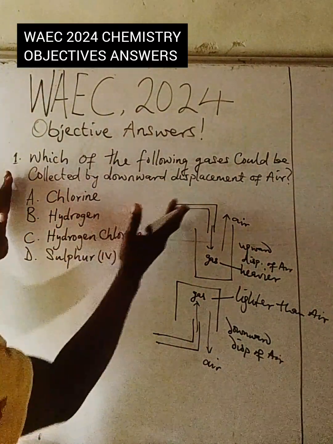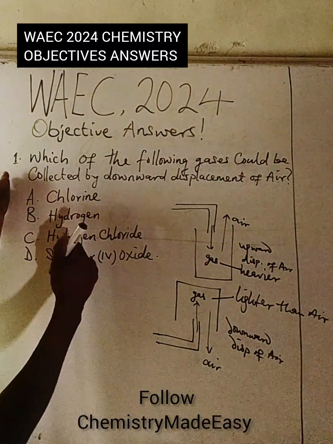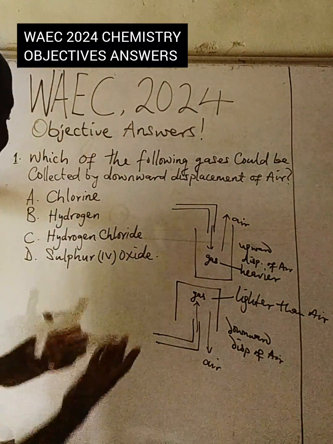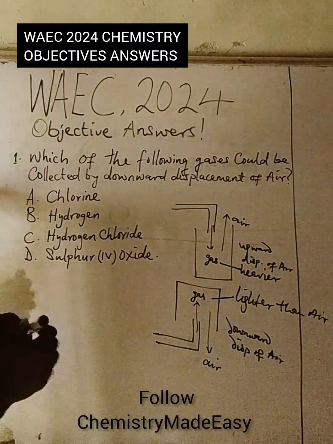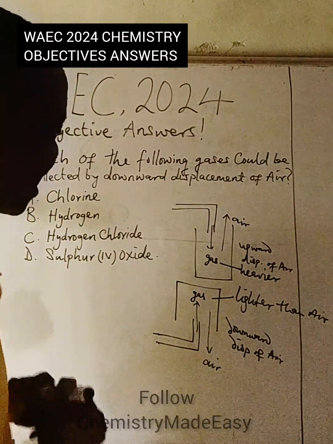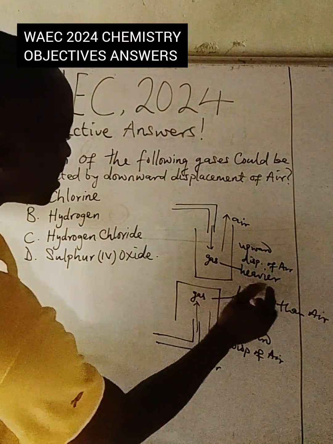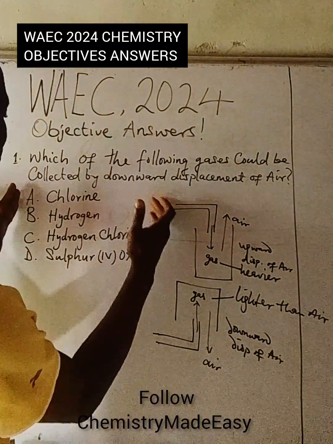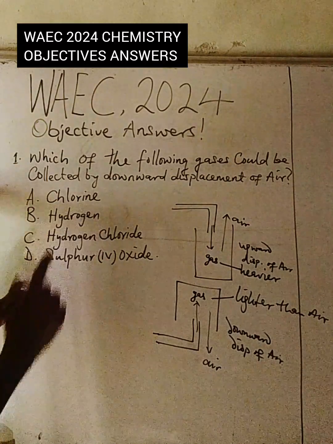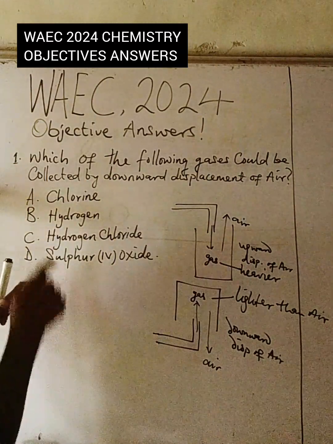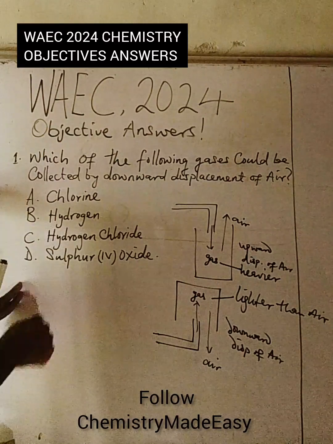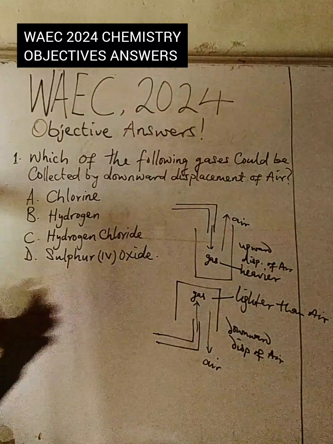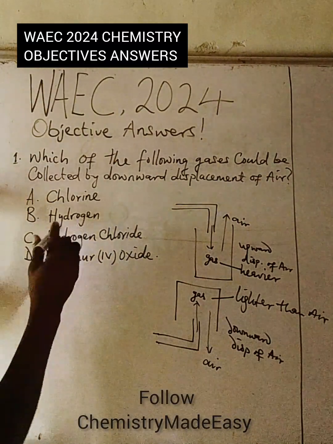So, the question is saying which of the gases could be collected by downward displacement of air, which means air is going down and the gas going up. The characteristic of such a gas is that it must be lighter than air. How do we know these gases? Which one is lighter than air? Forget about air. Consider the lightest gas here. The gas that is lightest, lighter than every other gas. How do we do that?